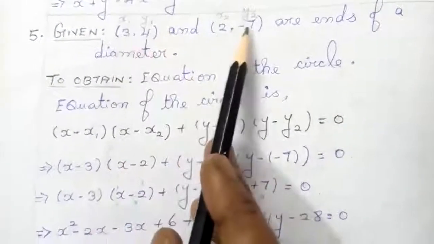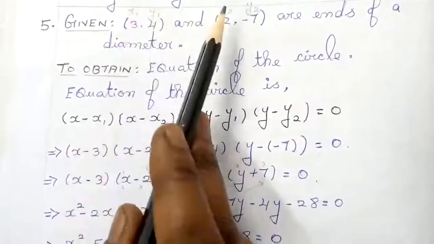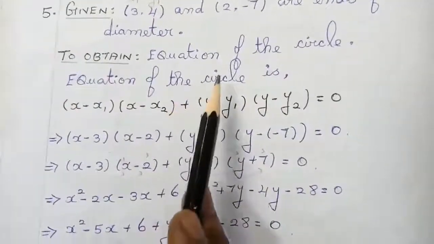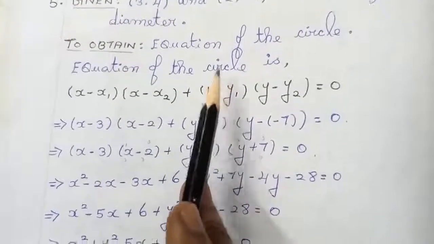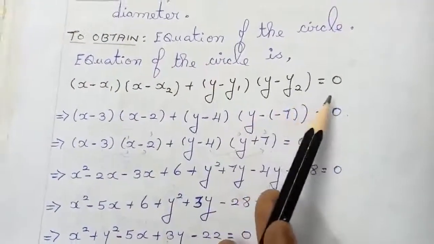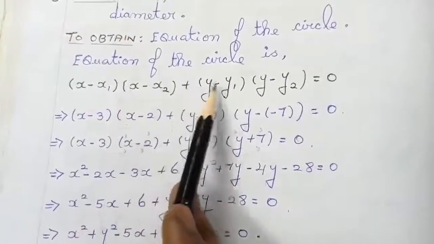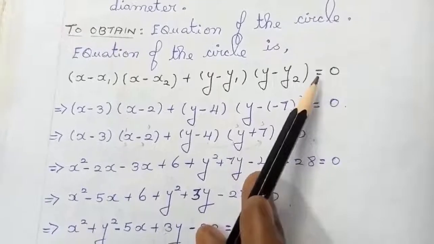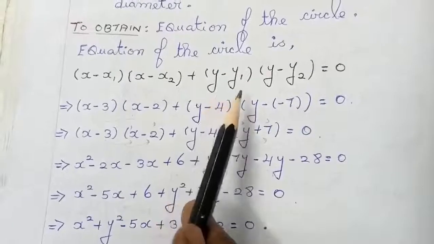(3, 4) and (2, minus 7) are the ends of the diameter. I am going to take these as (x1, y1) and (x2, y2). They are asking you to find the equation of the circle. For this calculation, the equation of the circle is going to be in this format. Since it is touching the ends of the diameter, I am going to use this particular formula for the equation of the circle: (x minus x1)(x minus x2) plus (y minus y1)(y minus y2) equal to 0. You have 3 different types of x and 3 different types of y, that is x, x1, x2, y, y1 and y2 students.